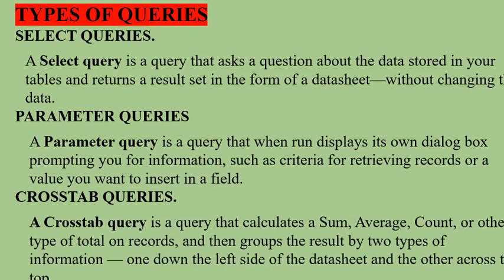Then let's look at types of queries. We usually classify them into four. We have action queries. We have cross-tab queries. We have parameter queries. We also have select queries. Therefore, we classify them into four, but that doesn't mean that we don't have other types of queries. We usually have them. Therefore, let's look at select queries. A select query is a query that asks a question about the data stored in your tables and returns a result set in the form of datasheet without changing the data.